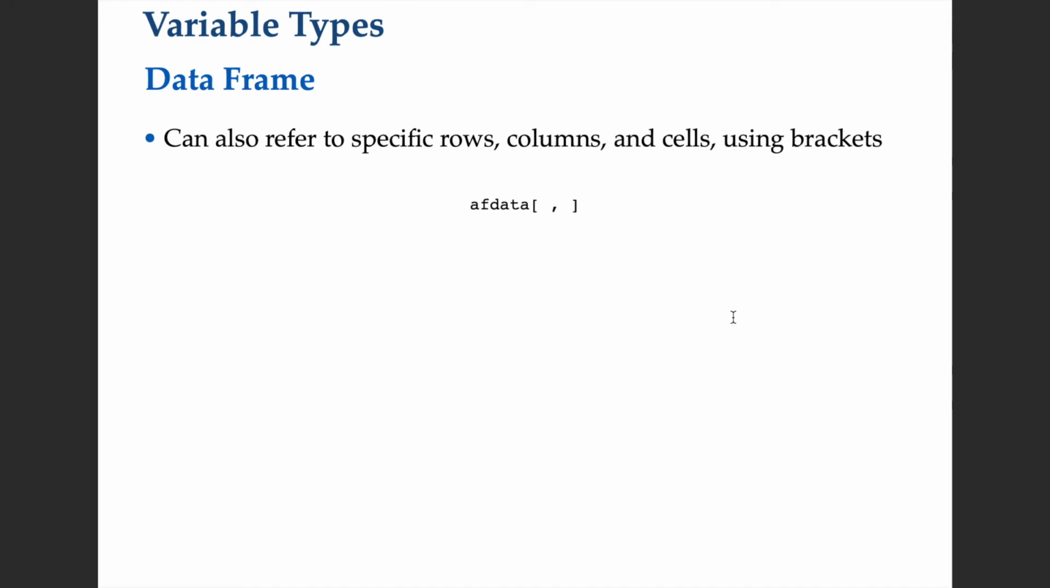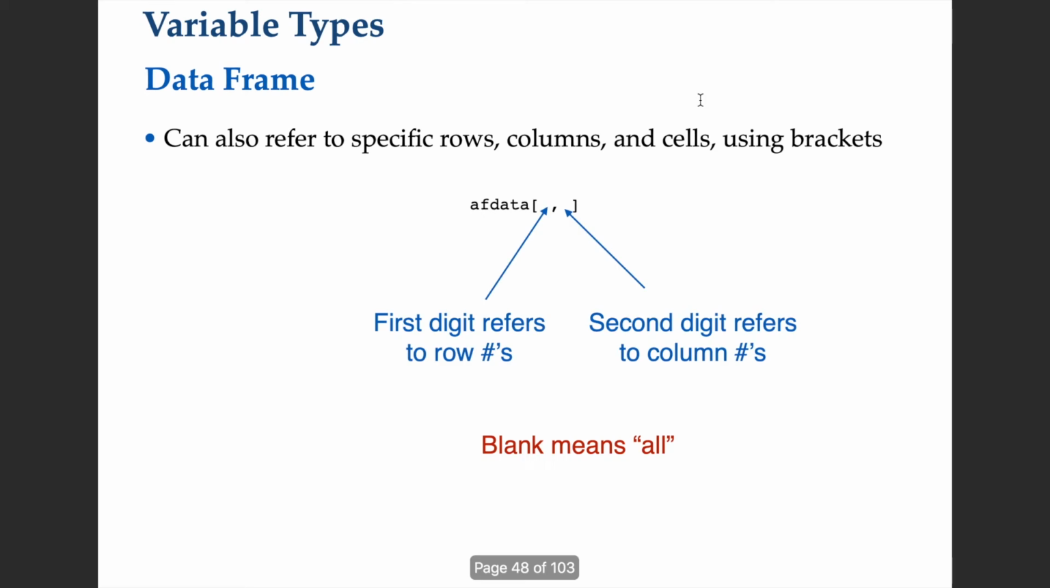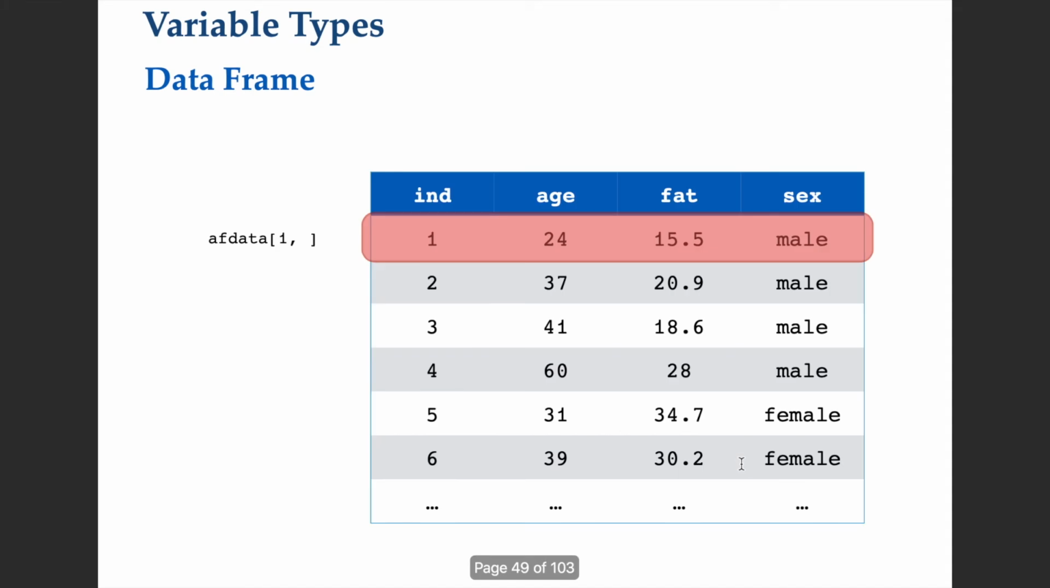You can also refer to specific rows and columns and cells using brackets. So remember, with vectors, we put in brackets the position number that we wanted to refer to. Of course, data frames are two-dimensional, so there's two different positions here within the brackets. The first position is where we put what row we're referring to, and then a comma, and then the second position is where we put what column number we want to refer to. And if you leave it blank, R interprets that as all. So this kind of sounds abstract, so let's get some practice.